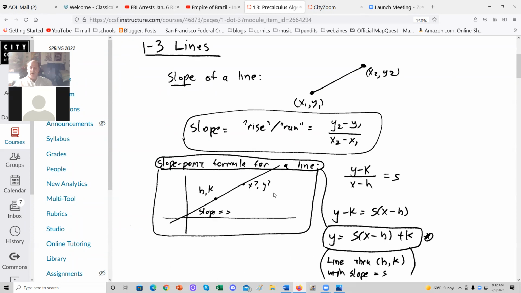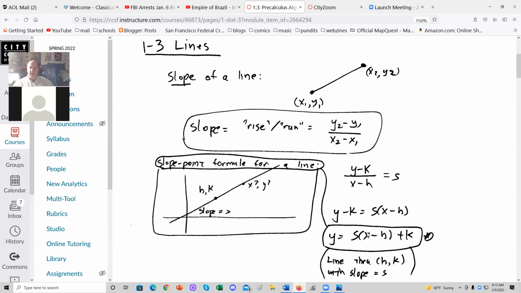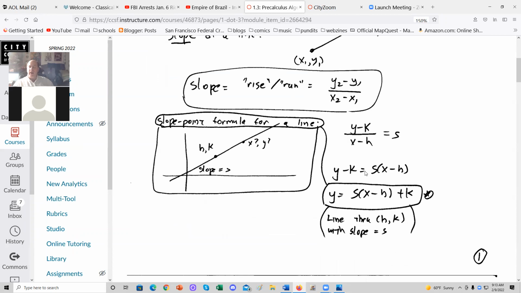All right, now, we have a slope that equals s. Well, the slope is the change in y's over the change in x's. So y minus k over x minus h equals s. That is an equation. And then we go about solving for y. Transpose the x minus h. The book usually stops somewhere around here, but I like to go one more step and transpose the k and get y equals s times the quantity x minus h, all that plus k. That's the line through the point h, k with slope equal to s.